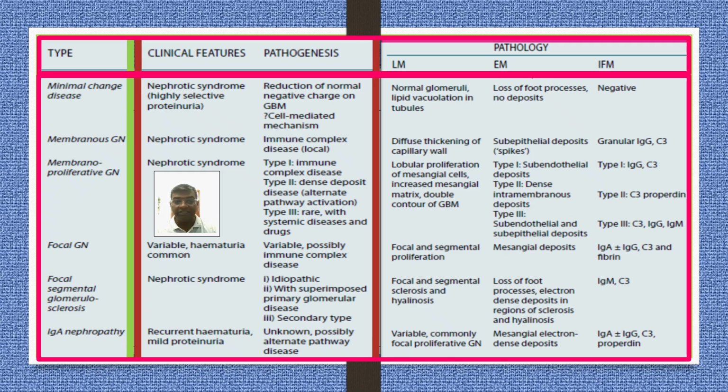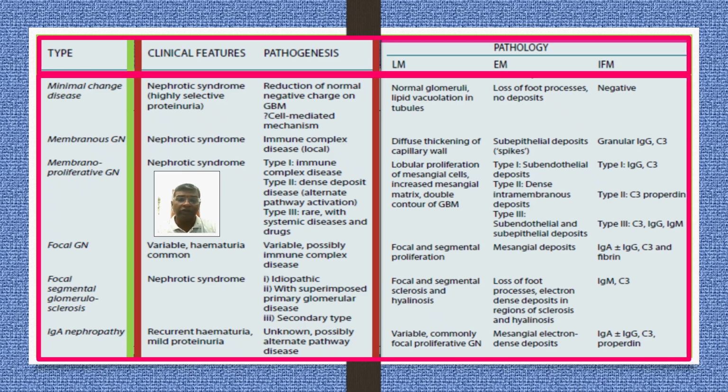In minimal change disease, the features will be of nephrotic syndrome with highly selective proteinuria. The pathogenesis is reduction of the normal negative charge on the GBM, the glomerular basement membrane, and the mechanism is mostly cell mediated. On light microscopy, as there is minimal change, there will be no variation in the glomeruli. The glomeruli will be normal. There will be lipid vacuolation in the tubules. This is only observed under light microscopy.